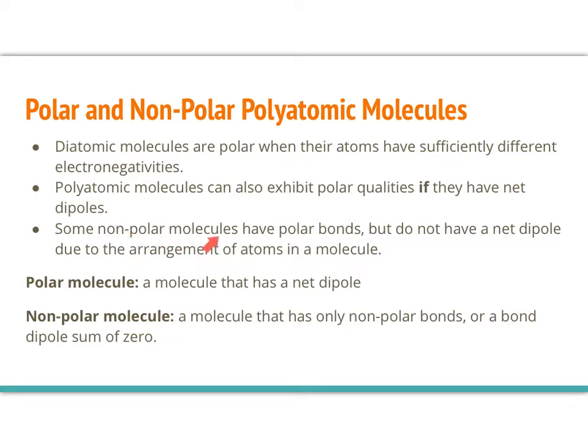So some nonpolar molecules have polar bonds, but do not have a net dipole due to the arrangement of atoms in a molecule. So a polar molecule is any molecule that has a net dipole, whereas a nonpolar molecule is a molecule that has only nonpolar bonds or a bond dipole sum of 0.